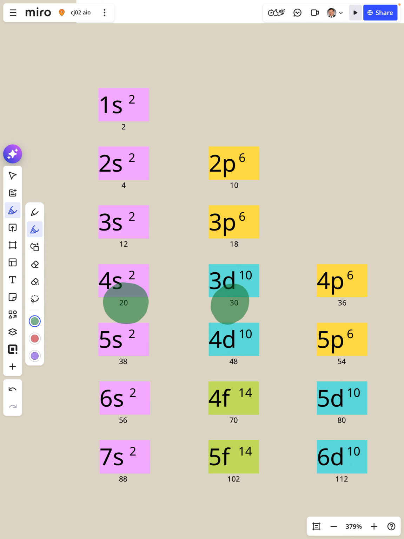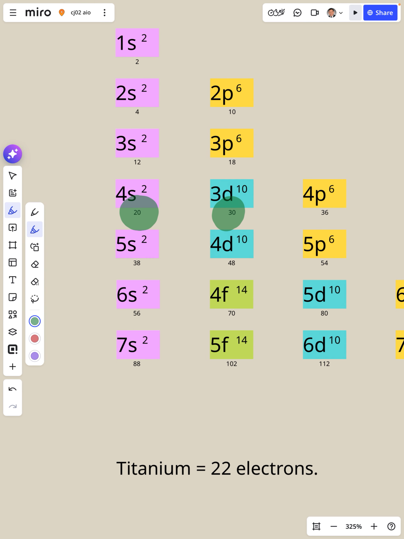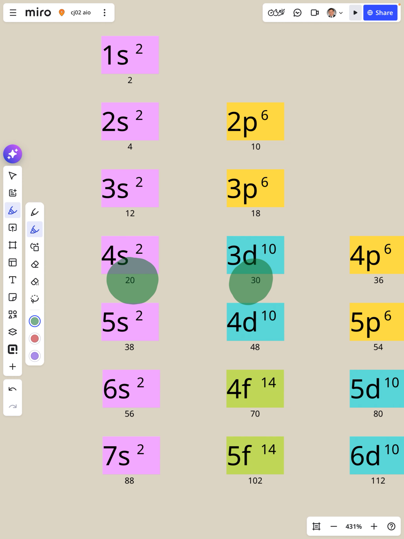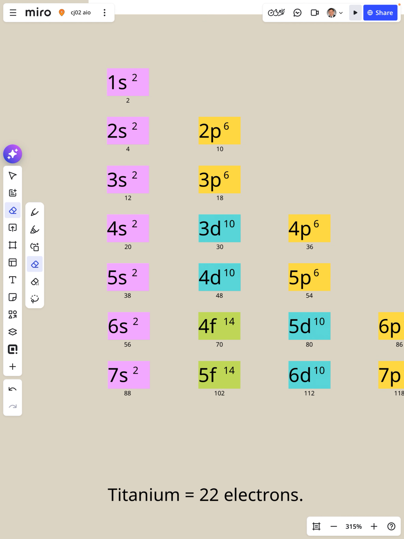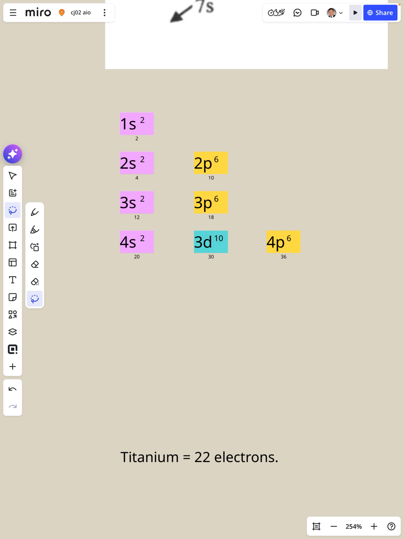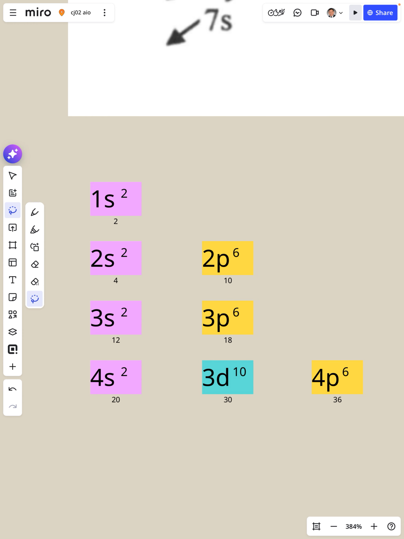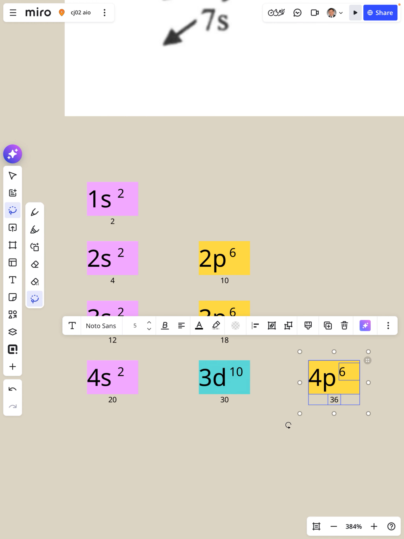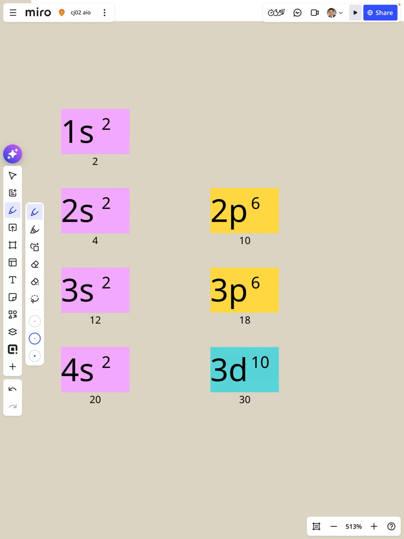Until 4s2 is 20 electrons, until 3d10 is 30. And 22 is between 20 and 30, which means we should end up with 3d, not 3d10, but 3d something. So what we do, we erase the bottom part, the part that is more than 3d. That means we erase also the 4p. So 22 is equal to 20 plus 2.